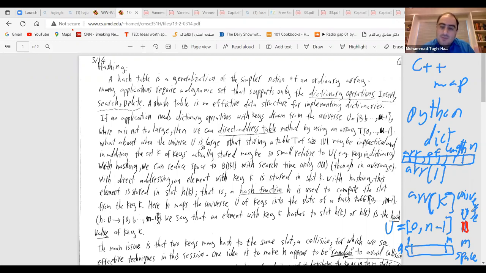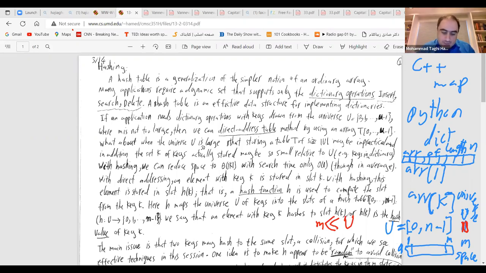So in this case, it would not be wise to have an array of size 10 million to essentially keep only 100 items. In this case, for example, U would be 10 million because the elements would be between 0 and 10 million. But the space that you really need for them, M, would be just 100. So hashing will be useful for the case that M is much, much smaller than U.